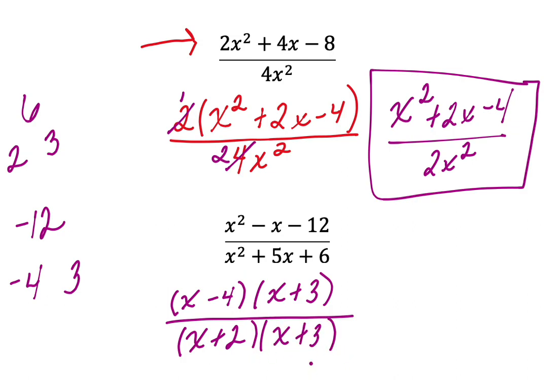And now I look. I see that I have the binomial x plus 3 on the top and the bottom, and it's in between the multiplication. So I could factor that out. That will be gone. And I will get the answer x minus 4 over x plus 2.